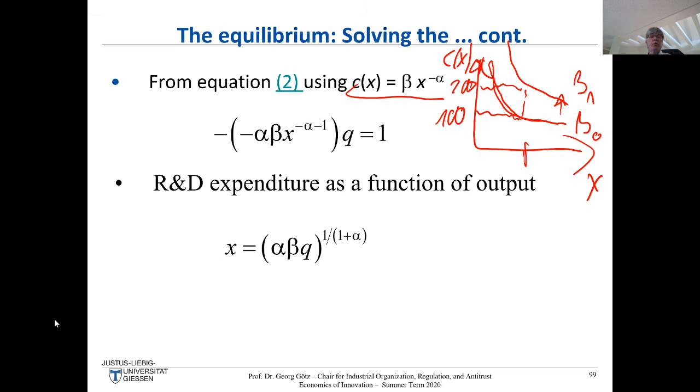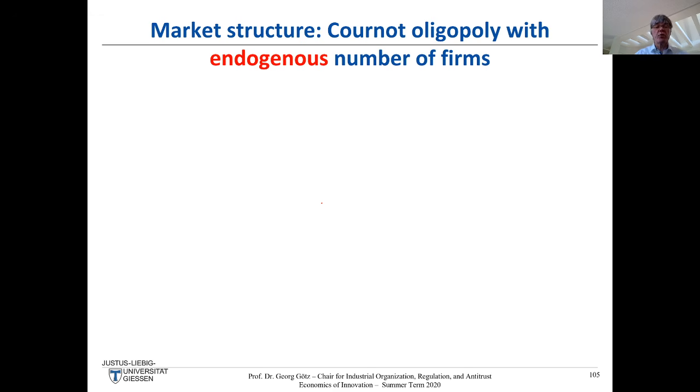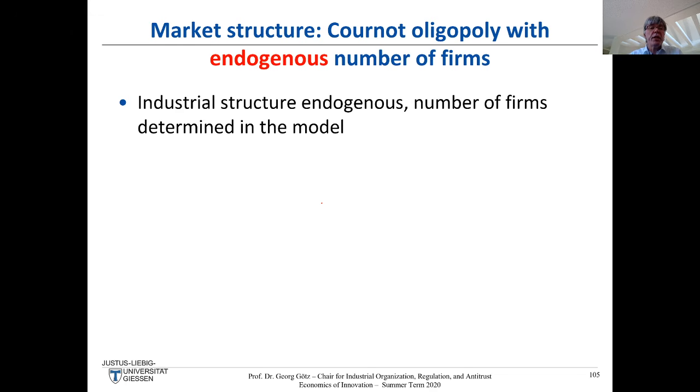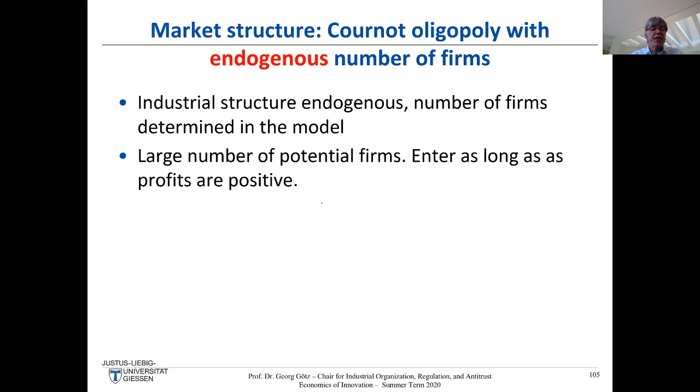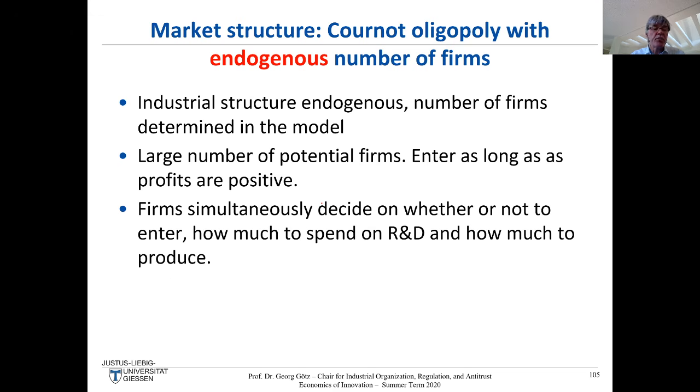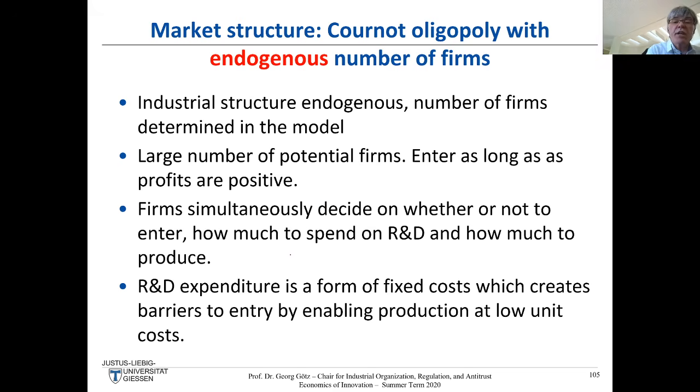Then we move on with the case of an endogenous number of firms. In the previous part, we assumed that there are barriers to entry and there is some given number of firms. Of course, that's not really satisfying, because somehow this number of firms has to be determined. Actually, x is R&D expenditure, nothing else than some fixed costs, and fixed costs are nothing else than a barrier to entry. So what we can do is endogenize the number of firms.